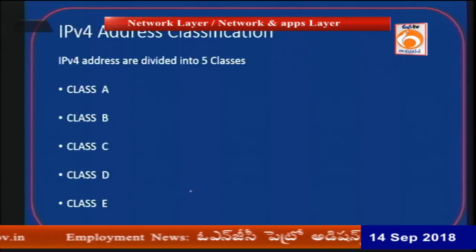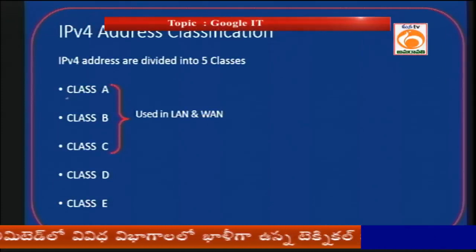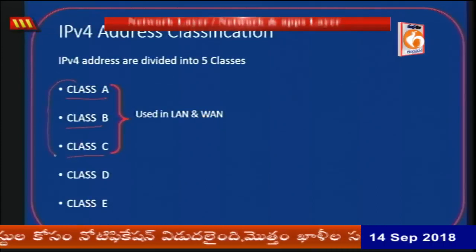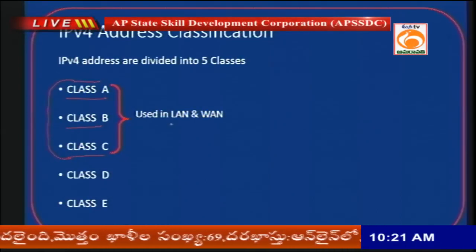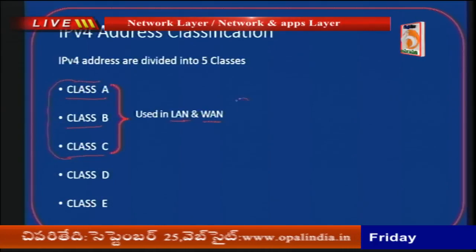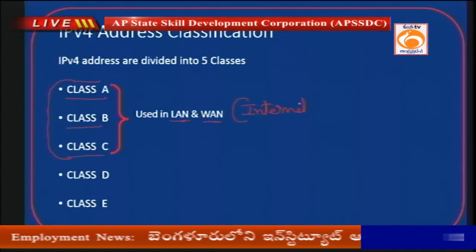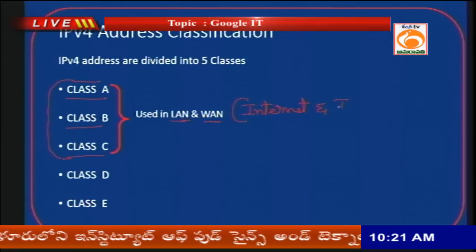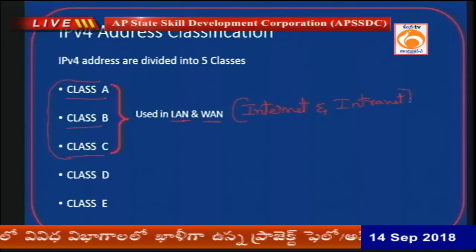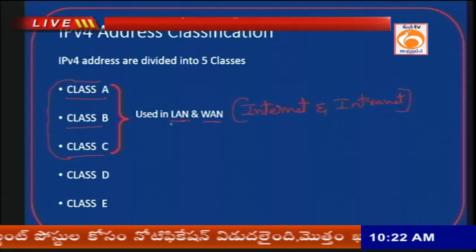So, these are the 5 classes, and among these 5 classes, the first 3, that is class A, class B and class C, these ranges of IP addresses are the only ones which we can use in our networks for local area network and wide area network communication, or in other words, for accessing the internet and also for communication within the organization, which we call intranet. For internet and intranet communication we use only the class A, B and C addresses.